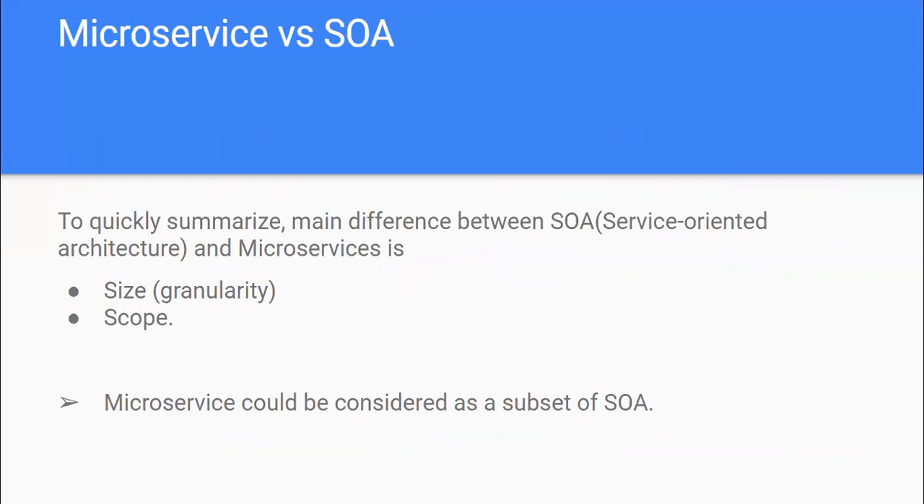Now, what is the difference between microservice and SOA, service-oriented architecture? To quickly summarize, the main difference between service-oriented architecture and microservice is size and scope. Microservice could be considered as a subset of service-oriented architecture.